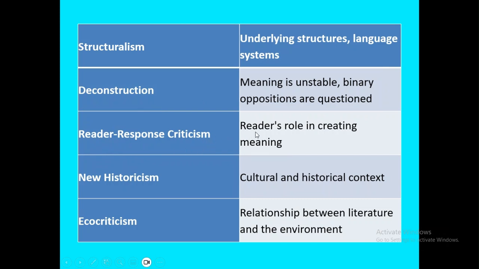The next type of criticism is reader response criticism. Here it deals with the reader's role in creating meaning. The next one is new historicism, which focuses on cultural and historical context, historical aspects. And one more type is eco-criticism, which focuses on the relationship between literature and the environment. These are the prominent types of literary criticism.